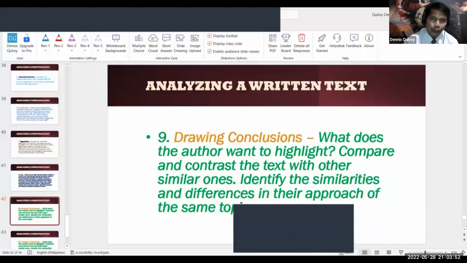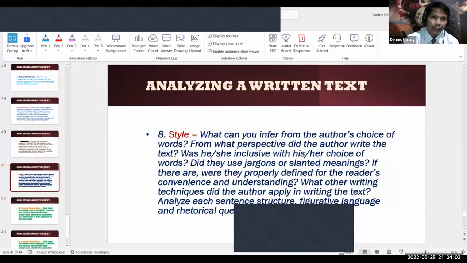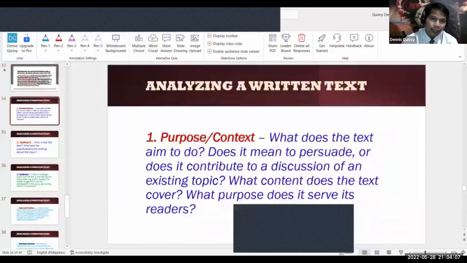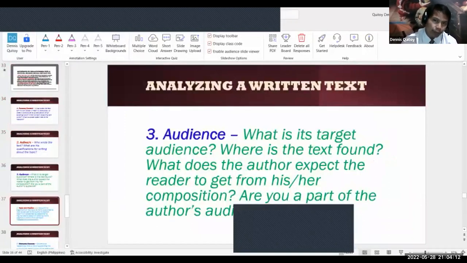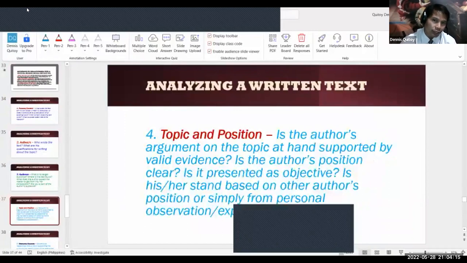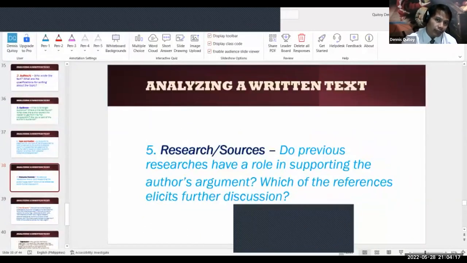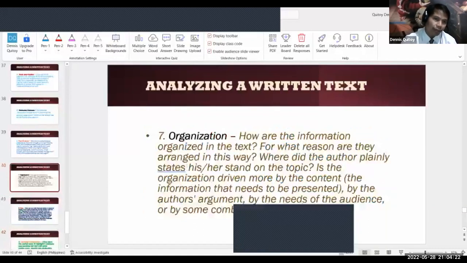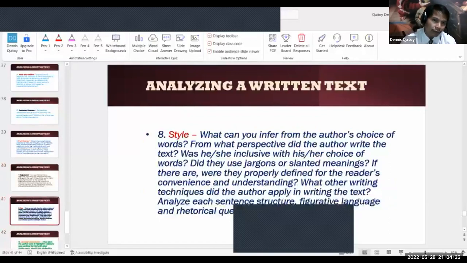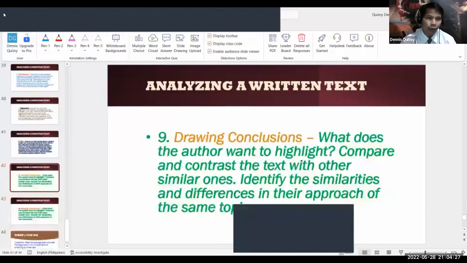So, that is how you analyze the written text. Nine ways on how to analyze the written text. Number one, purpose or context. Number two, authors. Number three, audience. Number four, topic and position. Number five, research or sources. Number six, proof or evidence. Seven, organization. Number eight, style. Number nine, drawing conclusion.